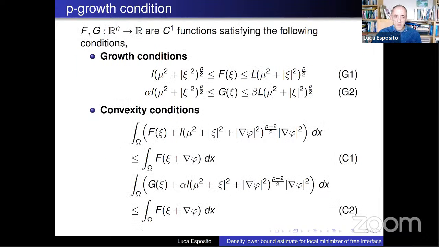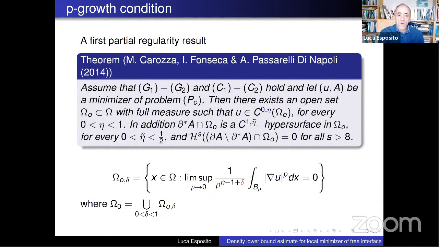And the only result that I know is this: a partial regularity result by Menita Carozza, Irene Fonseca, and Antonia Passarelli di Napoli in 2014. They proved that minimizers of the constrained problem, they prove also other things, but among other things, about the interface they prove the following. They prove the partial regularity. Partial regularity is in another spirit.